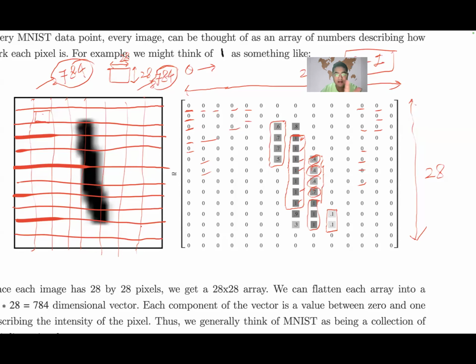Because in case of machine learning, dimensions means features: how many features a particular data is having. So this particular data is having 784 dimensions. Have you got it? And have you got these points?